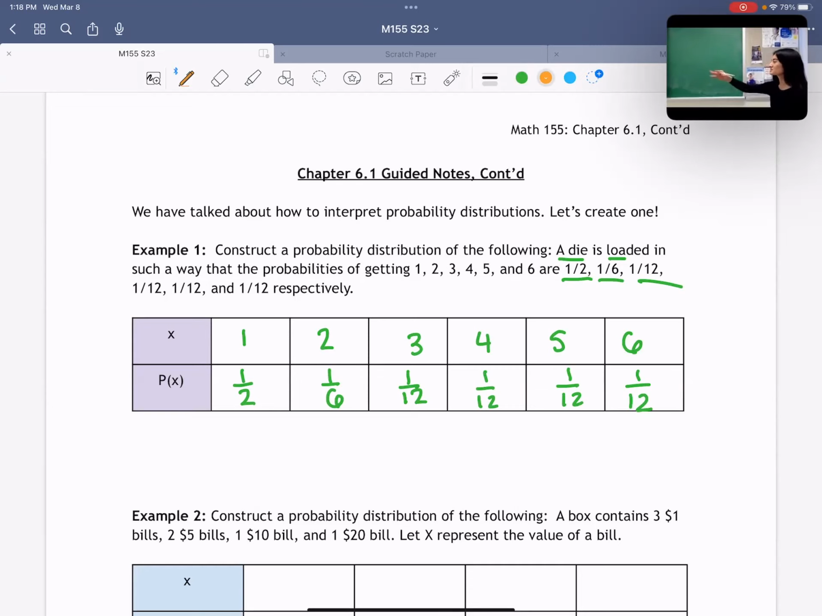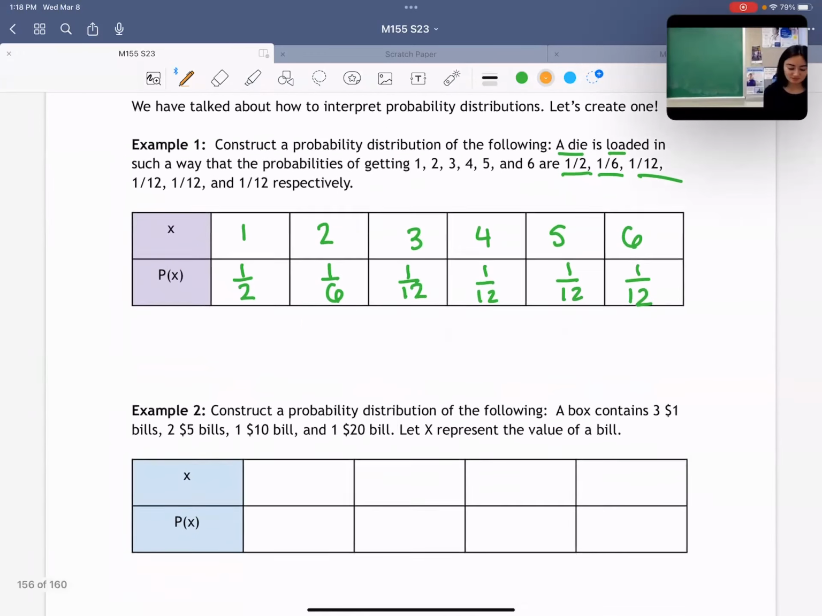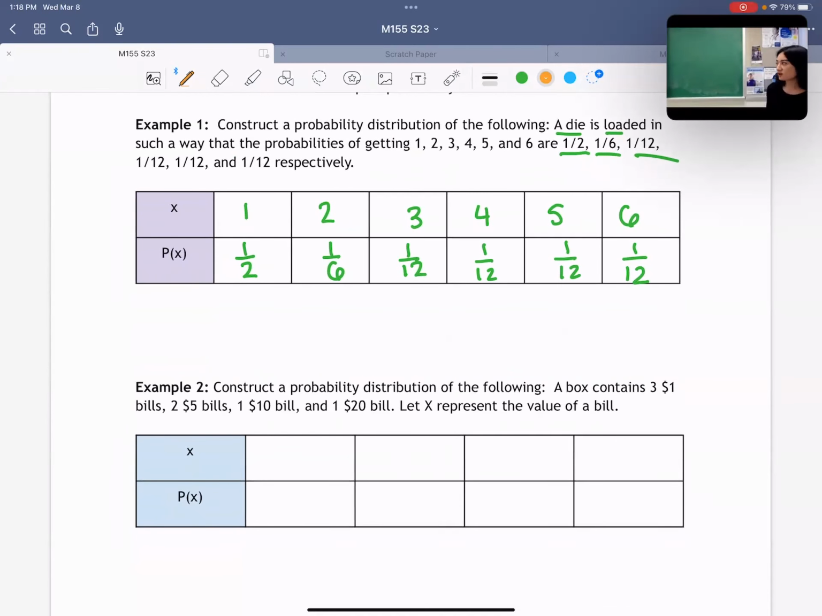So sometimes creating a probability distribution is really easy. You just have to list all the things that are possible and then each of their probabilities. Not too bad, right? Sometimes it's a little bit harder, okay?